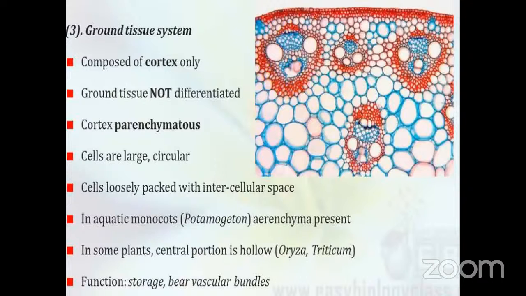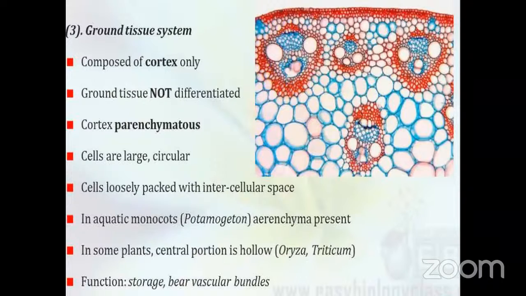Then cells are loosely packed with intercellular spaces, as you know. In between the cells, the spaces are clearly seen. Then in aquatic monocots such as Potamogeton, parenchyma is present. In dicots also you learnt about parenchyma. Because of parenchyma, the hydrophytes, the plants which live in water, become buoyant, that is, they float on the surface of water. This Potamogeton plant is nothing but an aquatic weed. It is a weed in ponds, so it contains parenchyma in the ground tissue.